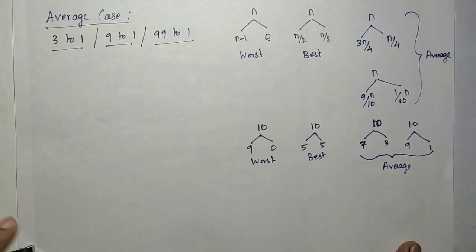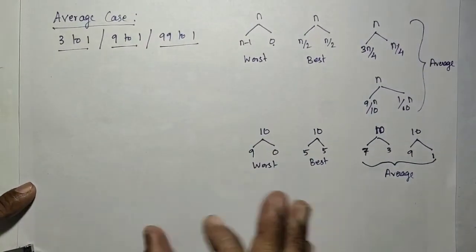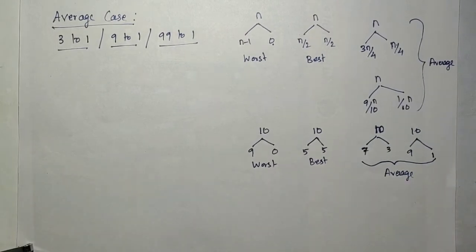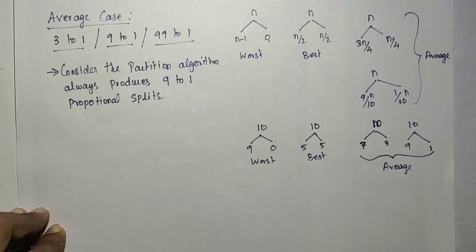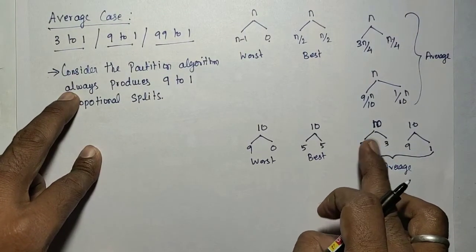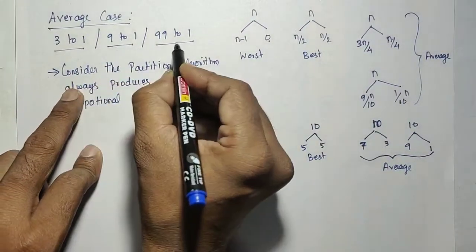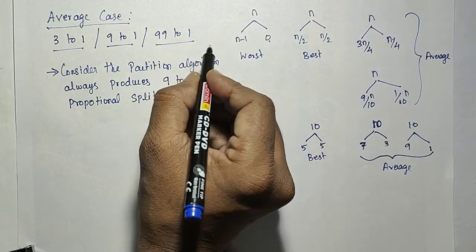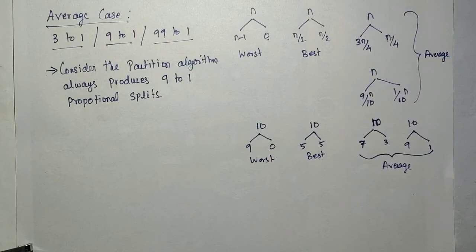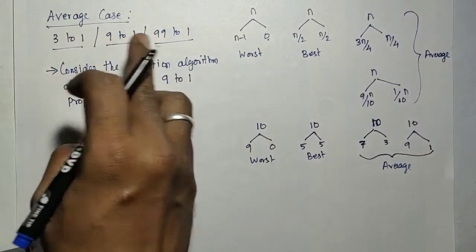Okay, so here we have to take any one case and prove that the average case is nearly equivalent to the best or worst case. So let us consider any one case, either 3 by 4n, a 3 to 1 proportion, or a 9 to 1 proportion. 99 to 1 means 99 by 100 and 1 by 100, which is nearly equivalent to the worst case. So we are going to assume that 9 to 1 proportion.